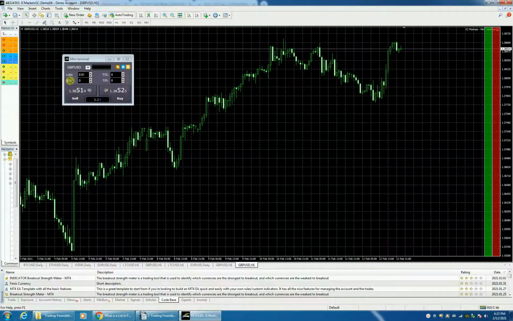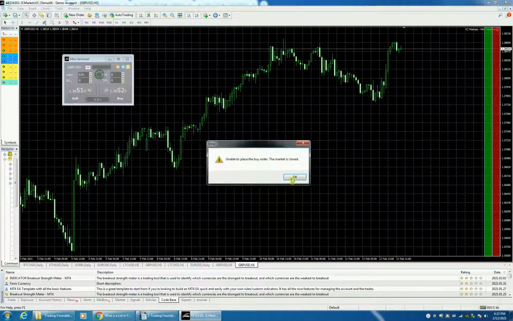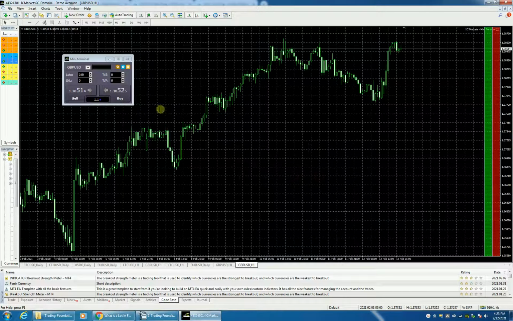But going back to the lots and how much you're making, how much you're losing. Here, if you look at the mini terminal, you're looking at the lot size. If you're making a purchase right now, if you're putting a buy order, the market is currently closed, so I cannot put an order.